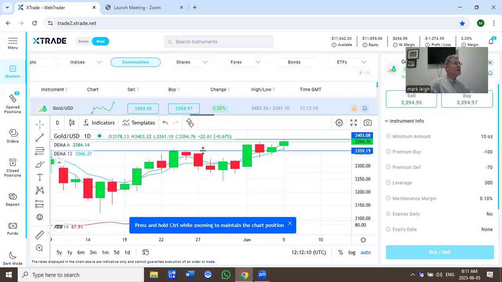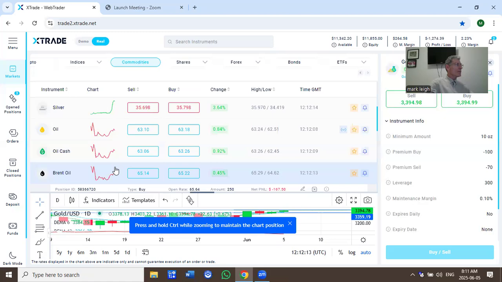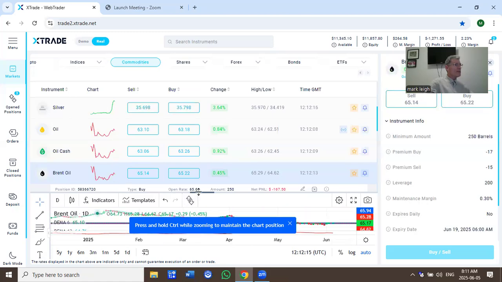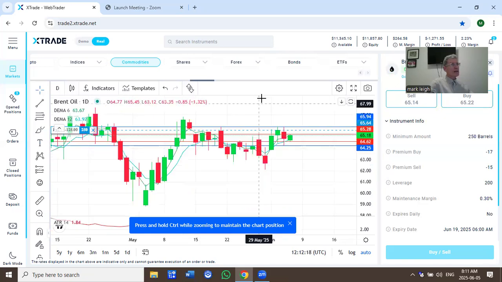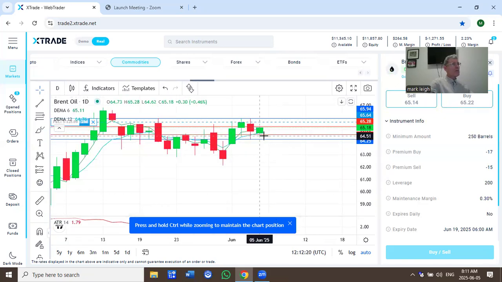Let's have a look at oil. Brent oil sitting at 65.14. Fighting back from yesterday's sell-off, a gap lower to start with buyers on the front foot this morning, resistance at 65.28, and buyers will be looking at this resistance here at 65.90 and getting above that $66 level. If there's a turnaround, support sitting at 64.66, that would be the level that sellers would be looking to test or break below.